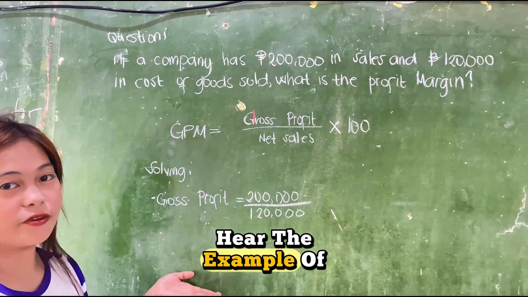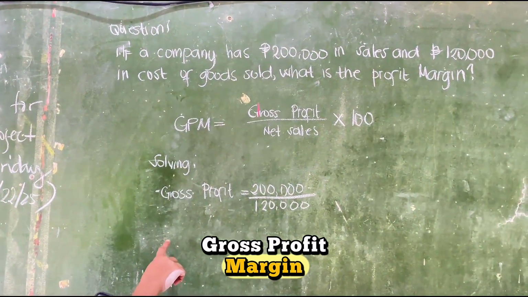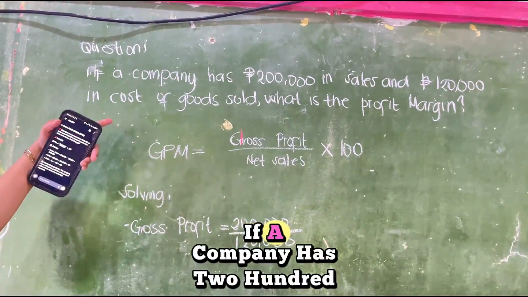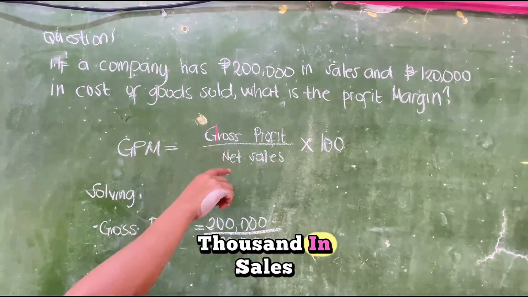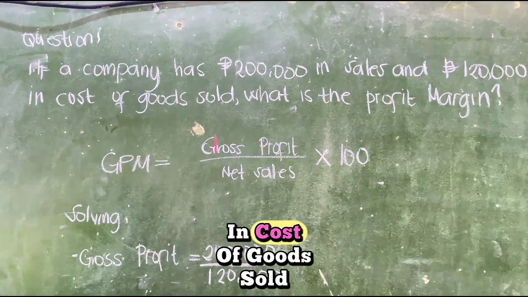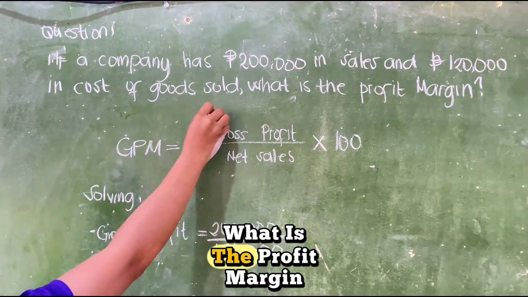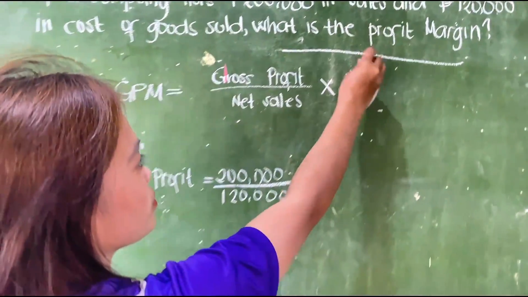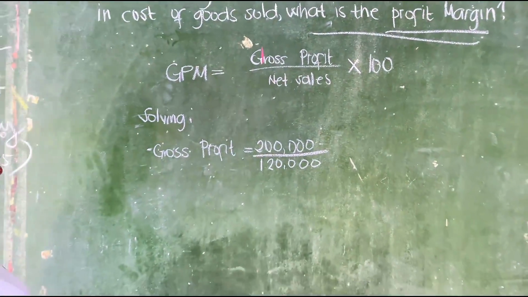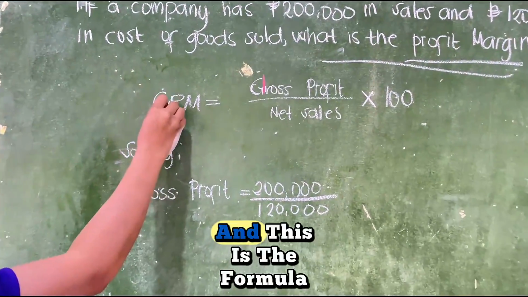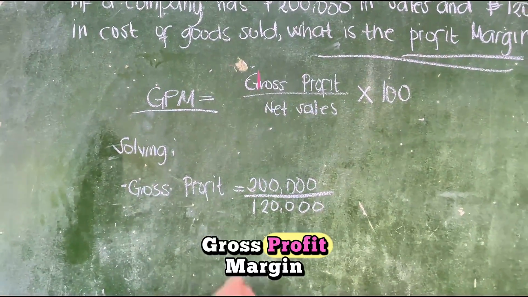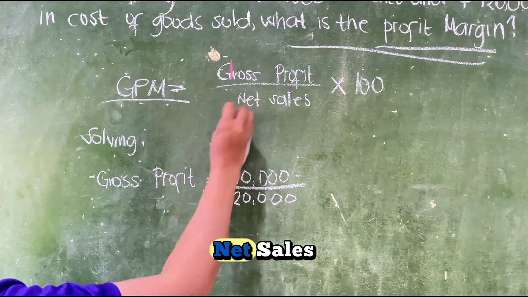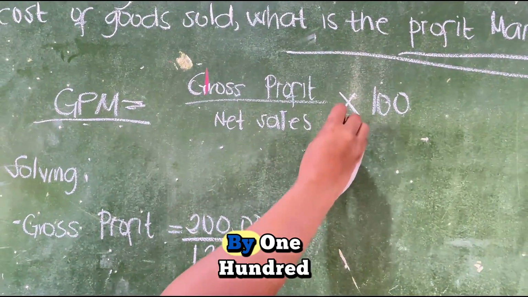Here is the example of gross profit margin. Question: if a company has 200,000 in sales and 120,000 in cost of goods sold, what is the gross profit margin? And this is the formula. Gross profit margin is equal to gross profit all over net sales multiplied by 100.